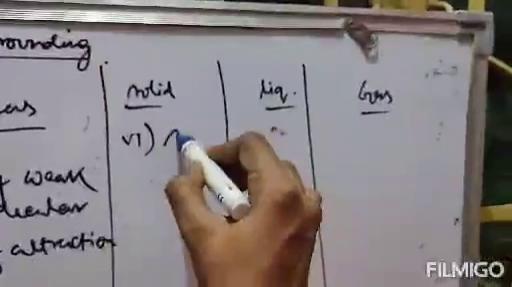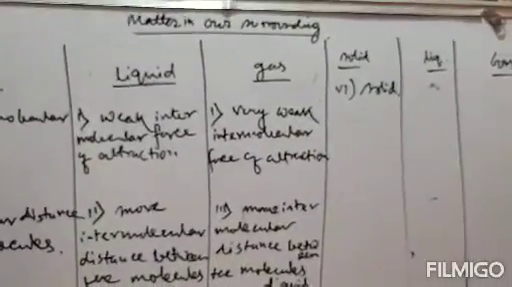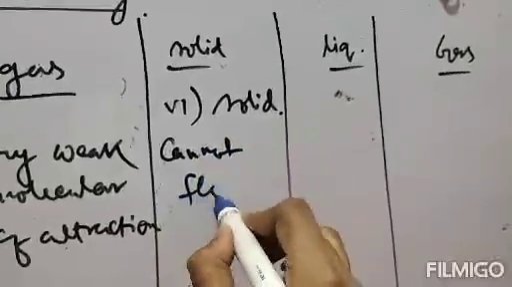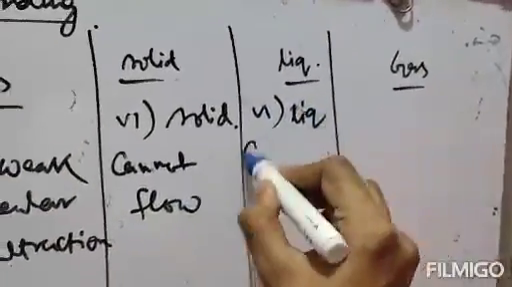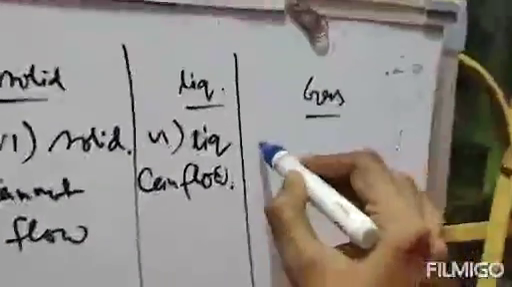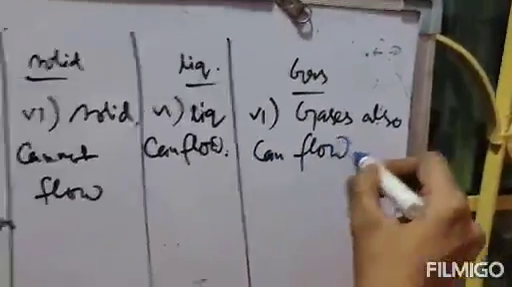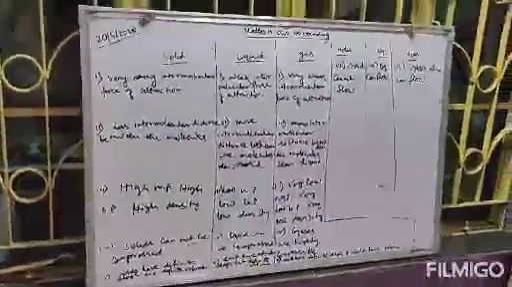Clear? Solid cannot flow because solids have strong intermolecular force of attraction. The molecules of solid are very closely packed, very tightly bound by the strong intermolecular force of attraction. That's why solid molecules cannot flow. On the other hand, liquid molecules can flow, and gases also can flow. So these are the properties of solid, liquid and gases. Total 6 properties are there. Clear?